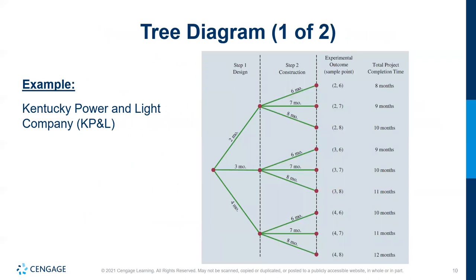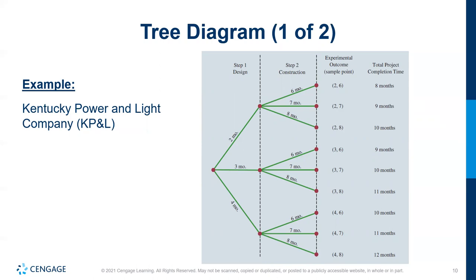So here's a little tree diagram of that, right? If my design step takes 2 months, my construction step can either take 6, 7, or 8. So a 2, 6 gives me 8 total months, 9 total months, 10 total months. If my design takes 3, there's 3 possible. Or if it takes 4, there's 3 possible. So there's my 9 possible outcomes.